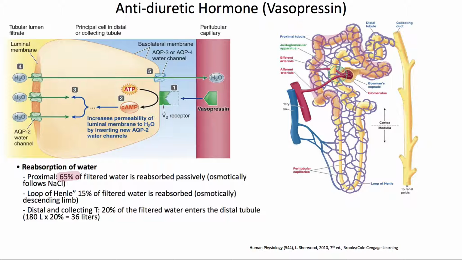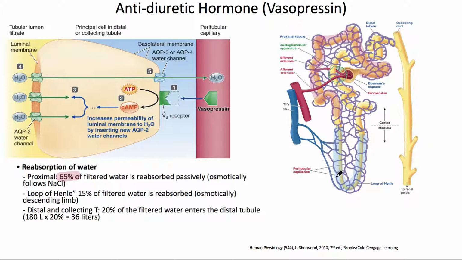Now the next region is the loop of Henle. So the loop of Henle is made up of two parts. The first part is the descending tubule. So the descending tubule is permeable only to water. So in this region you have constant reabsorption of water. Now when you start to ascend, you have a region that is permeable only to ions.